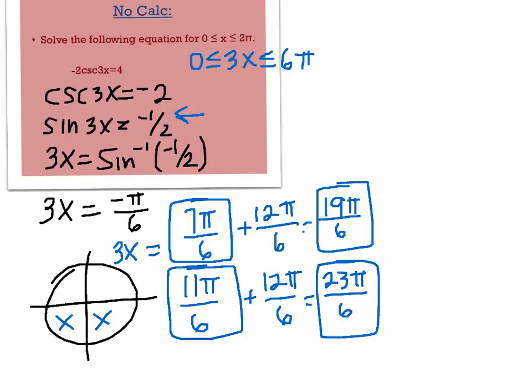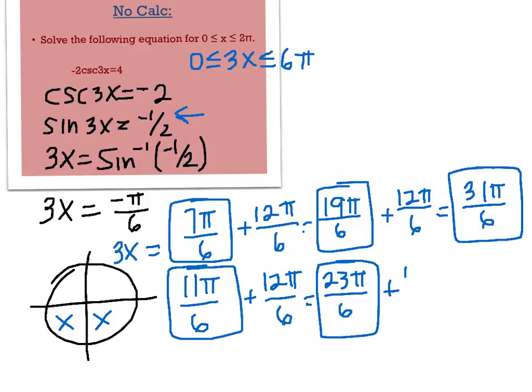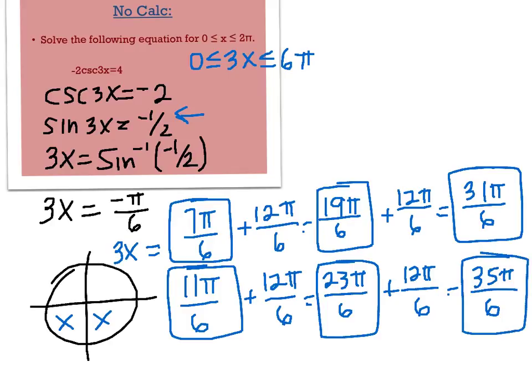Again, 6 pi, we need 3 rotations. We need to add another 12 pi over 6 to both of these. This gives us 31 pi over 6. We add 12 pi over 6 down here. We get 35 pi over 6. Again, these all equal 3x. There's the key. We need to divide each of these by 3 or multiply them by 1/3.